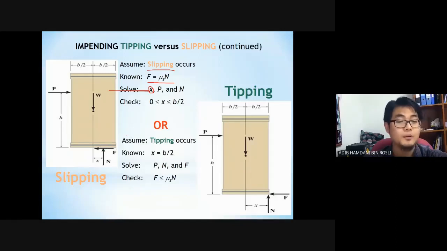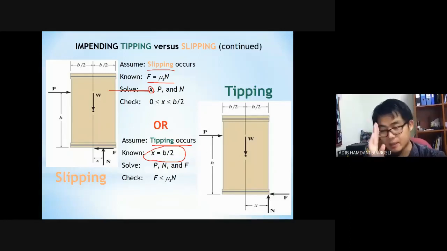While on the other hand, if you assume tipping occurs, what will happen in this case? You know x equals b over 2. This time you know x equals b over 2, because when tipping occurs, you know that N should act at the edge here, right? And then you solve for this, and then you check.